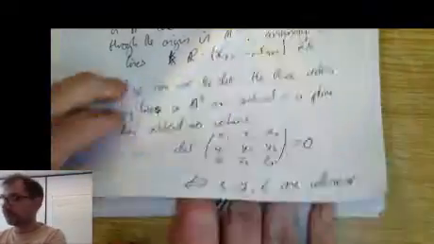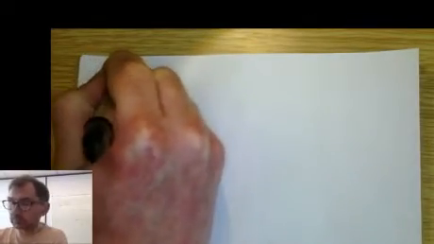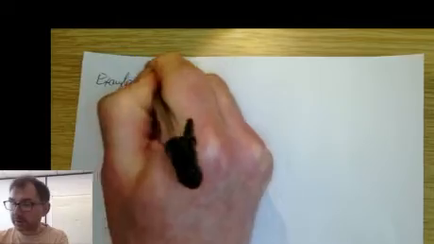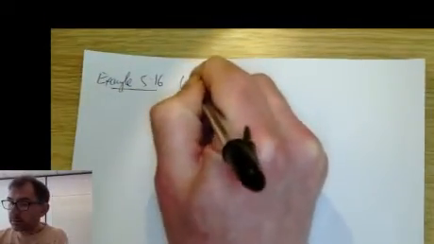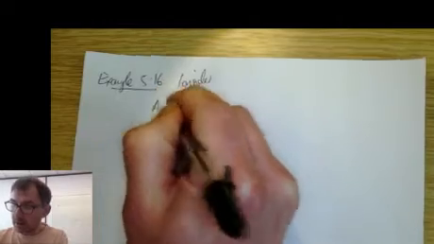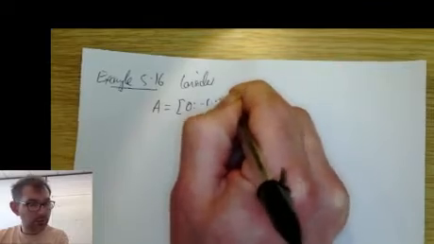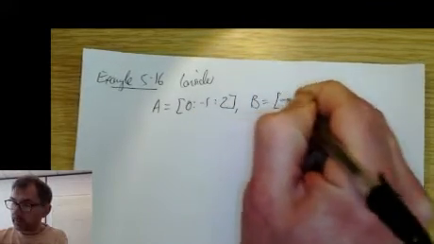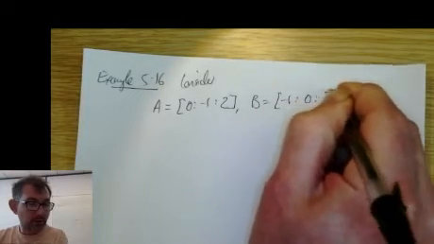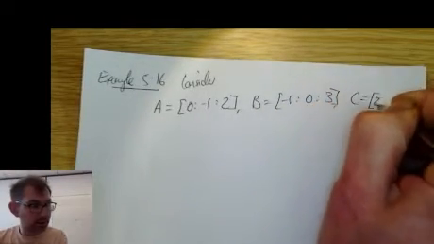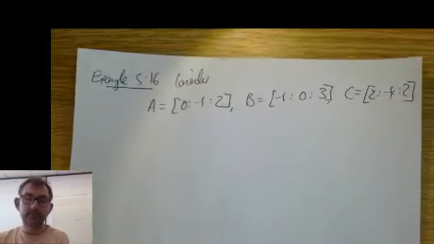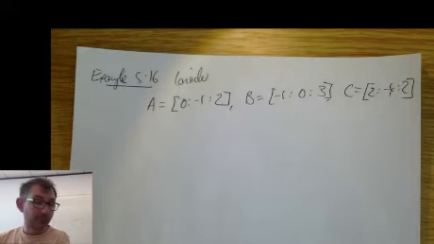So let's do an example. Example 5.16. Consider the points A, which is equal to (0, -1, 2), B is (-1, 0, 3), and C is (2, -4, 2). So let's see if we can work out whether they're collinear.